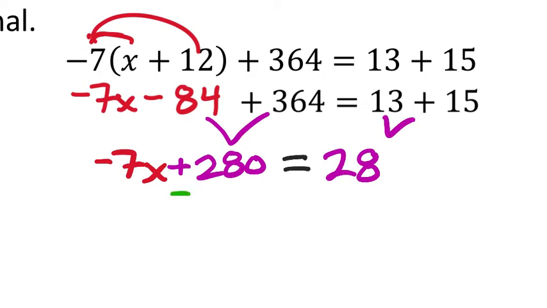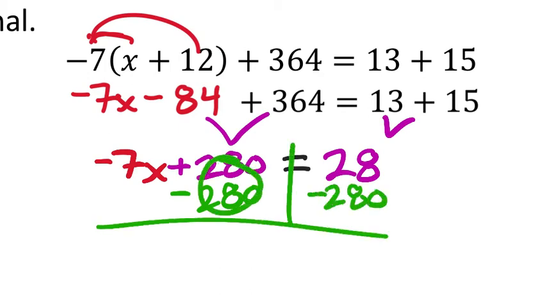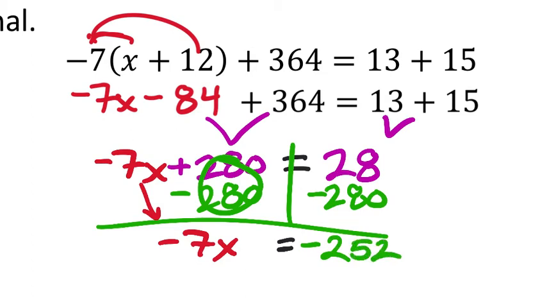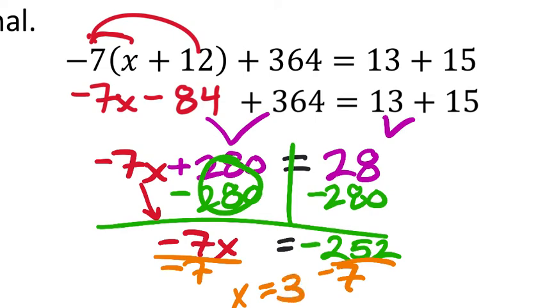Well, I want the x's on the left here, so I'm going to subtract 280 from both sides, minus 280. And so that's going to zero out just like I wanted to. I'm going to drop my negative 7x, which now equals negative 252, looks like. And then I'll just divide by the coefficient, negative 7. That's going to give me x equals 40. No, 36, thank you. See, that's why you shouldn't do stuff in your head like I just did there. Now, I would assume if you went back and replaced x with 36, you'd get a true statement. Negative 7 times 36 plus 12 plus 364, that should equal 28.